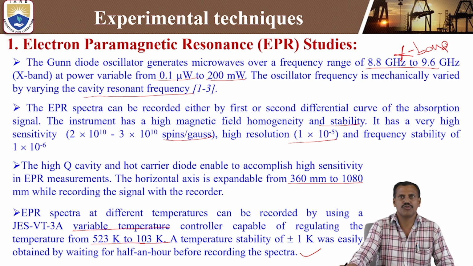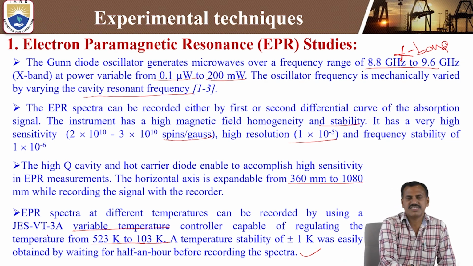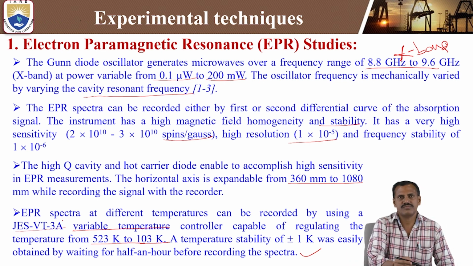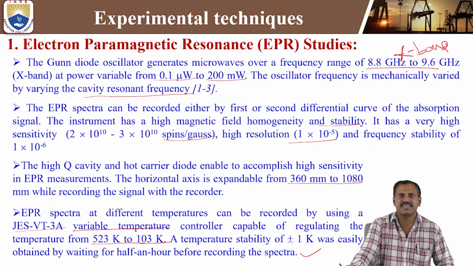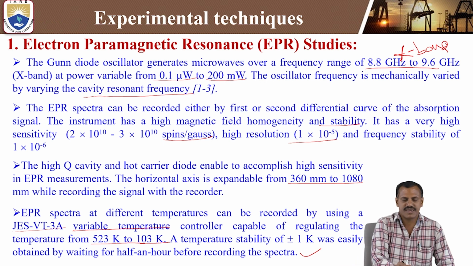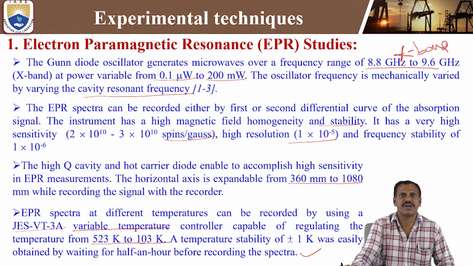At the same time, low temperature ESR signals can also be studied by attaching the EPR spectrometer to the JES VT3A, another instrument we can connect with the ESR signal. We can measure the variable temperature ESR spectra also. The temperature can be varied from 523 Kelvin to 103 Kelvin. We can measure the ESR signal at low temperature by using the dual ESR spectrometer.